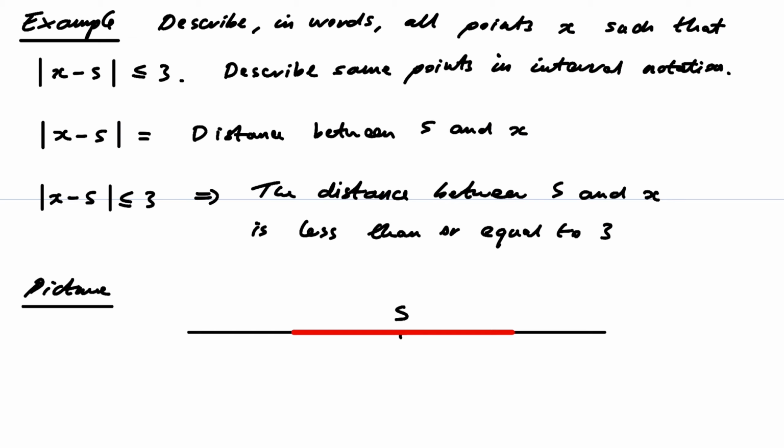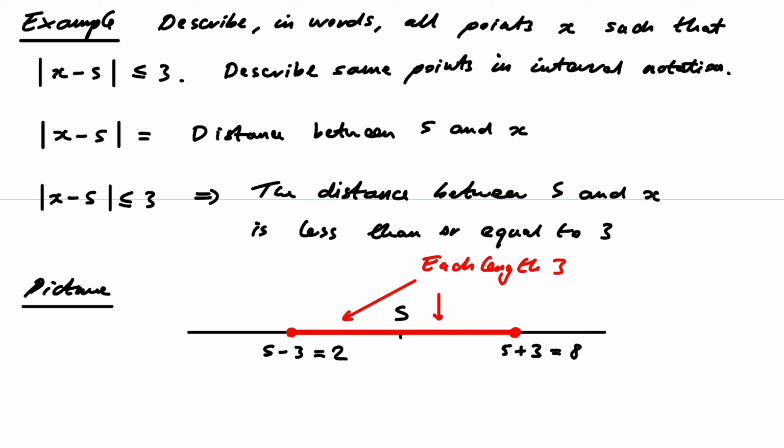So what do I have? Well, I've got this interval there. Each of these has length 3. So what are the two positions? Well, up here, we've got 5 plus 3, that's equal to 8. And down here it's 5 minus 3, that's equal to 2.